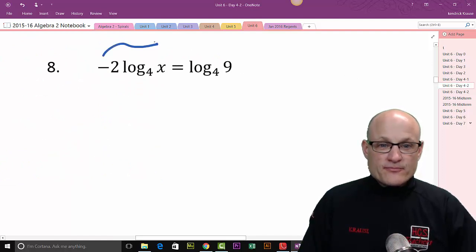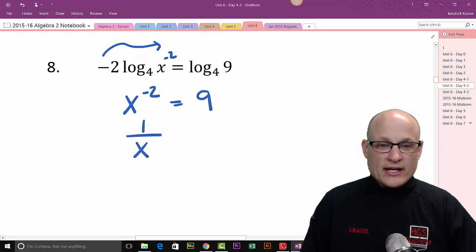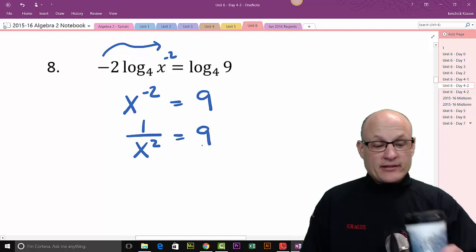Let's return this -2. So I get x to the -2 is equal to 9. Well, x to the -2 is really 1 over x squared. You have to remember that. I'm not going to teach you that.